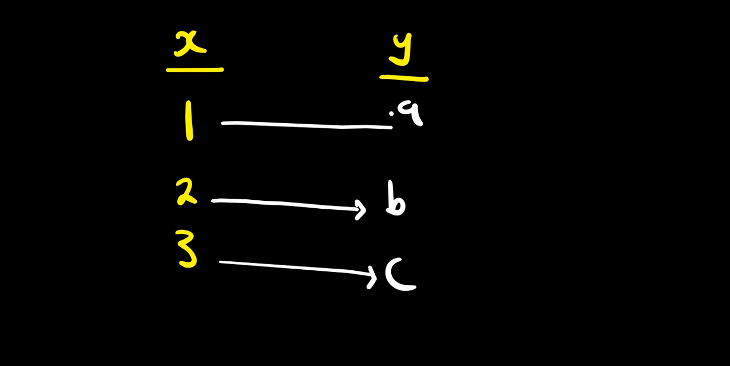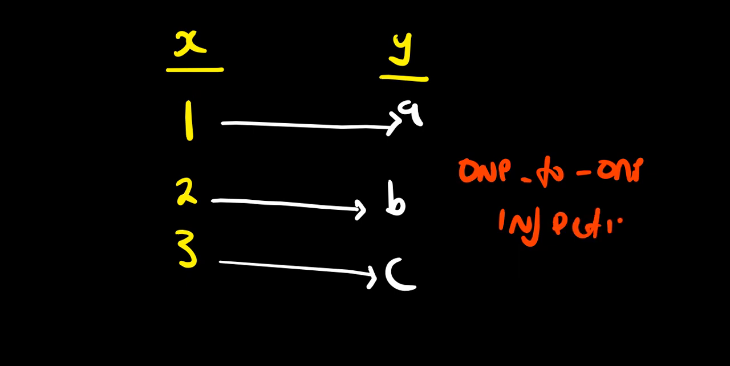Okay, so what do you call this kind of a relation? Anyone? Okay, it's called a one-to-one function. You can also call it an injective function, like that. Very, very important for you to know.